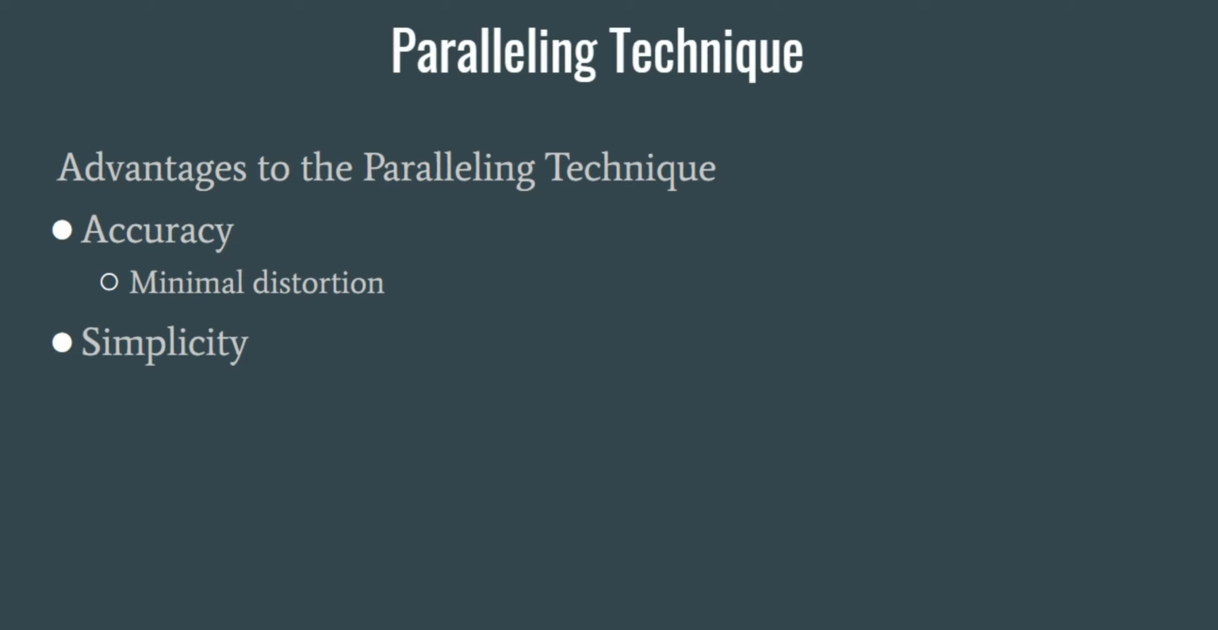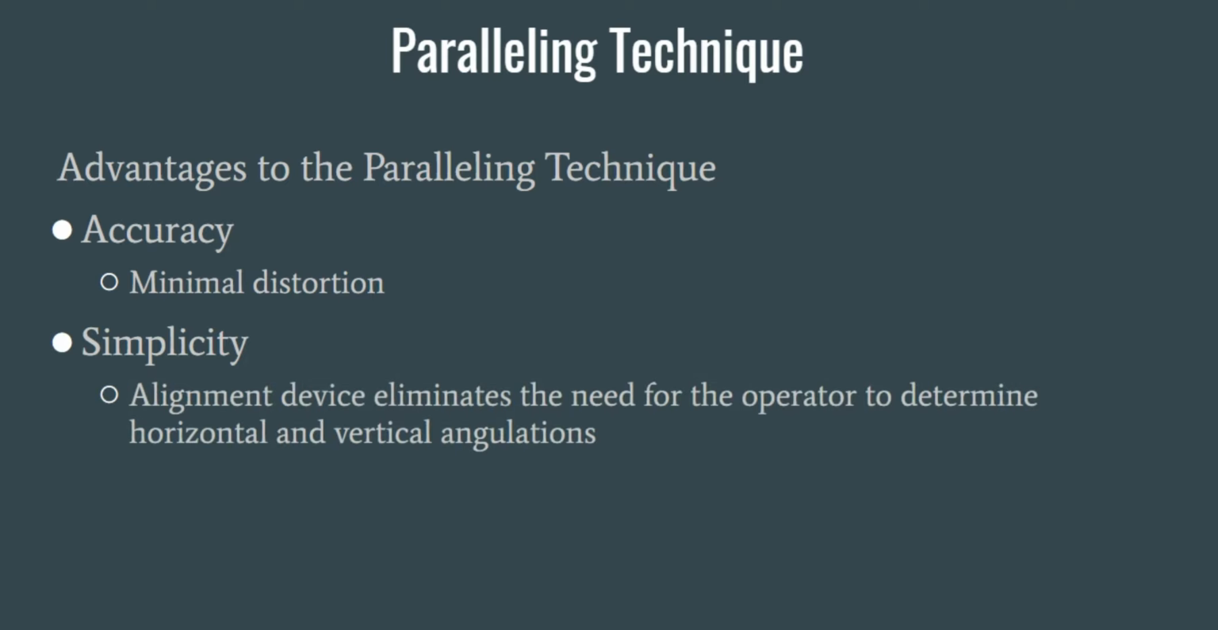When you're using the film holder with the beam alignment device, so the colored block and then the colored ring, it's going to basically get rid of the need for the radiographer to determine your horizontal and your vertical angulations. So this is going to eliminate the chance of that distortion. So it really makes it so much easier for the dental radiographer. So the alignment device eliminates the need for the operator to determine horizontal and vertical angulation.